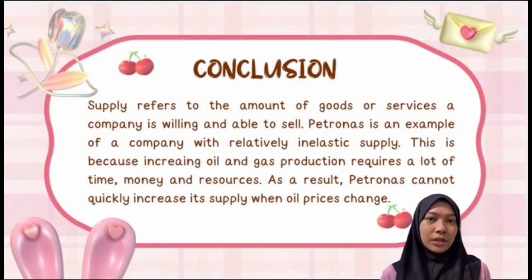So in conclusion, Petronas is a good example of a company with relatively inelastic supply. Although higher oil prices may encourage the company to produce more, increasing oil and gas production takes a significant amount of time, money, and resources. As a result, Petronas cannot respond quickly to changes in price.